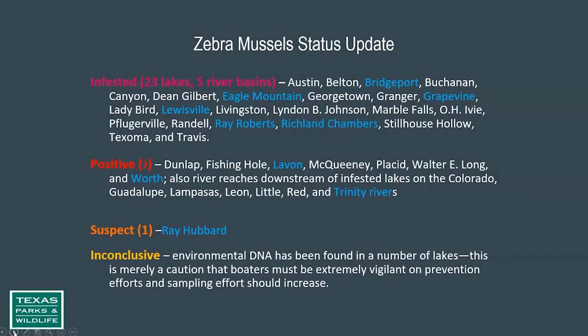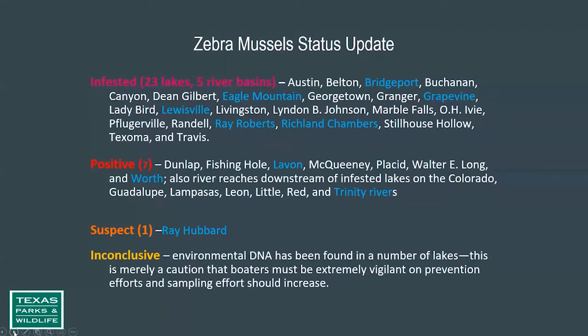Now, as Elena pointed out, we do have some different water body classifications. We've got infested, which is an established reproducing population, and that's the purple here. I've taken the liberty of marking all of the lakes or reservoirs in the area that have zebra mussels present in them. And so you can easily see them there under the infested.